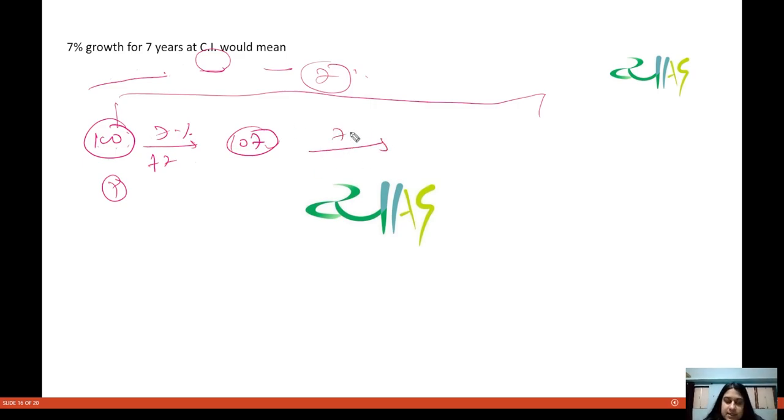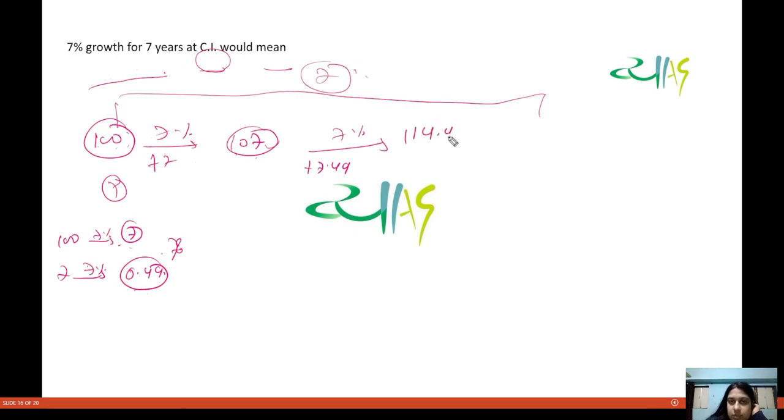Now, what about the 7% of this? We already know 7% of 100 is 7. What is 7% of 7? 0.49. Okay, so 7% of 100 is 7, and 7% of 7 is 0.49. You have to add 7.49 here. So you add 7.49 to 100 and you will get 114.49.